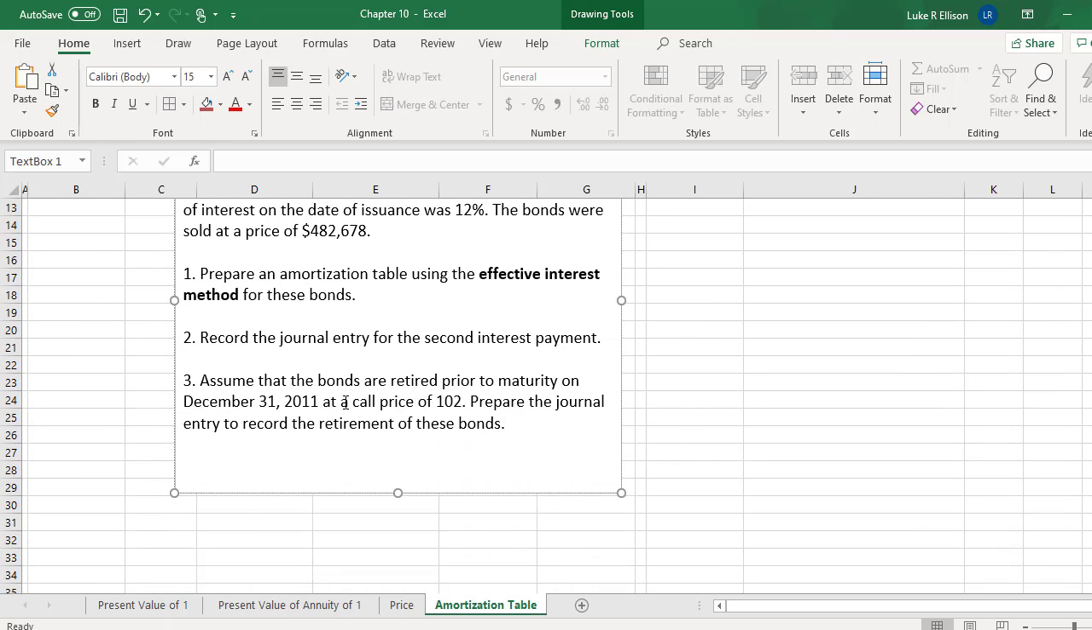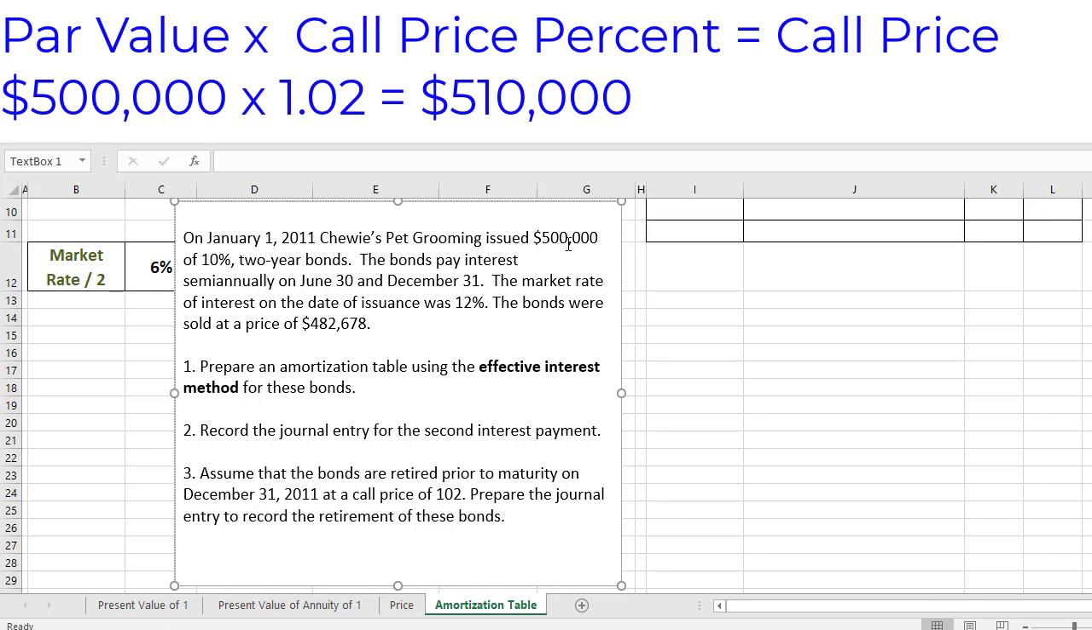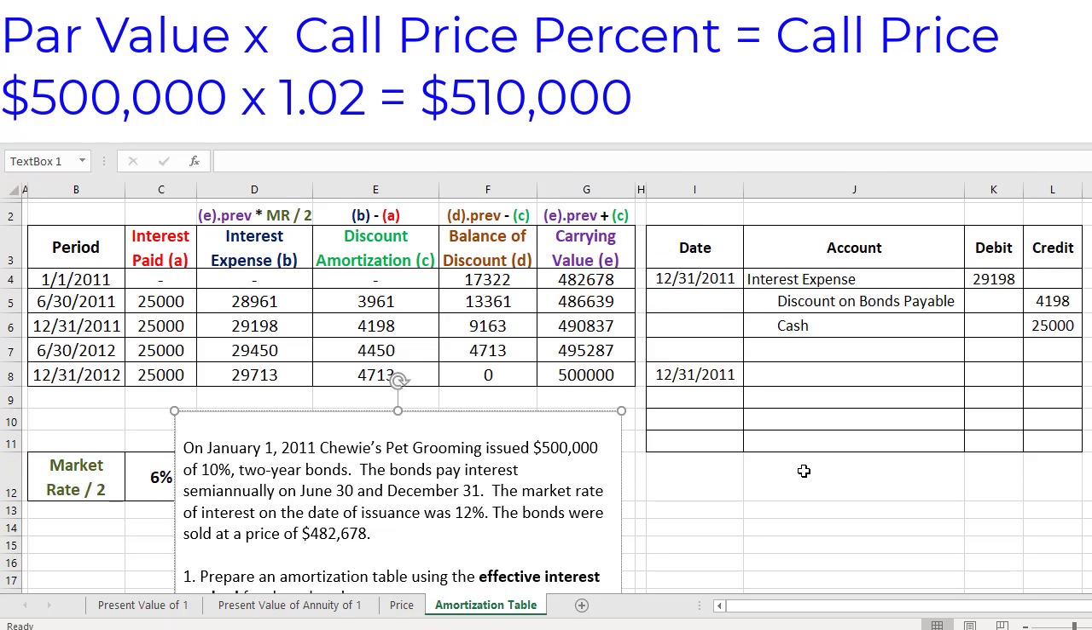So something to note here is that they were called at a price of 102. So that means 102% of par value. And if we scroll up, we see that the par value was $500,000. So to find the call price, we take $500,000 and we multiply that by 1.02, which is 102%. And if we do that, we get $510,000 for our call price. So I know in my journal entry, the company is going to be paying out $510,000. So that's going to have to be a credit to cash for $510,000.